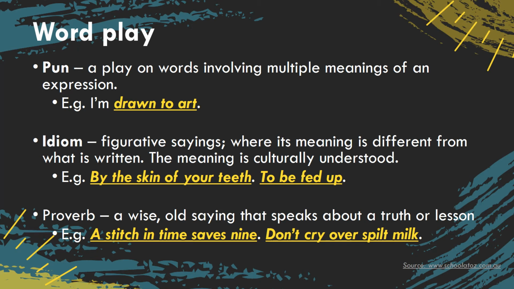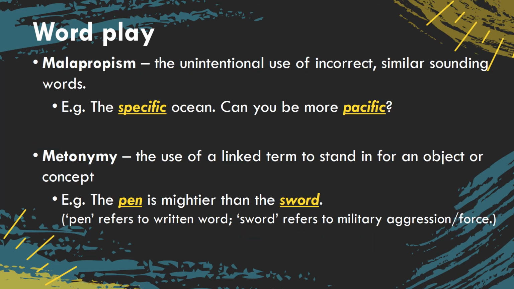A proverb is similar to an idiom, but it is a wise old saying that speaks about a truth or lesson. For example, a stitch in time saves 9, or don't cry over spilt milk. Some more examples of wordplay. Malapropism, the unintentional use of incorrect but similar sounding words. For example, the Pacific Ocean, or can you be more Pacific? It should read the Pacific Ocean, or can you be more specific?